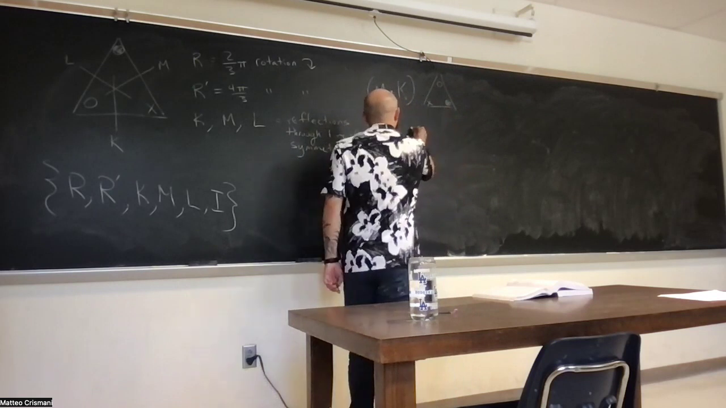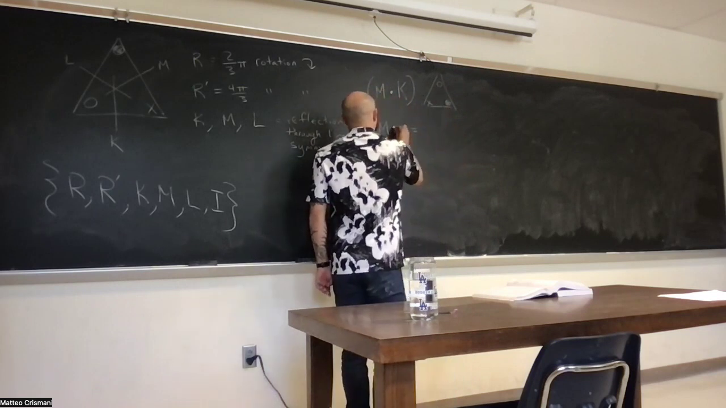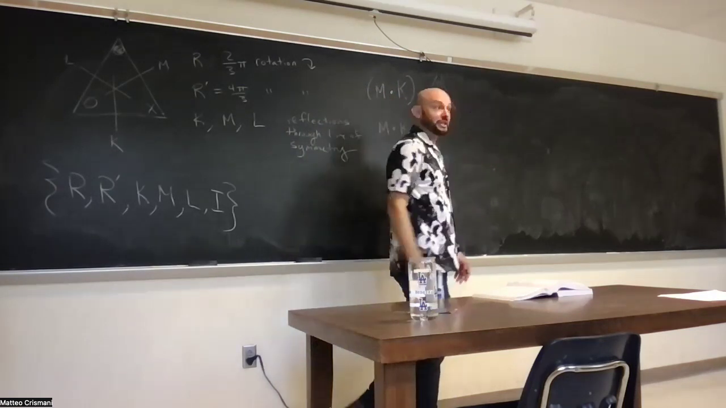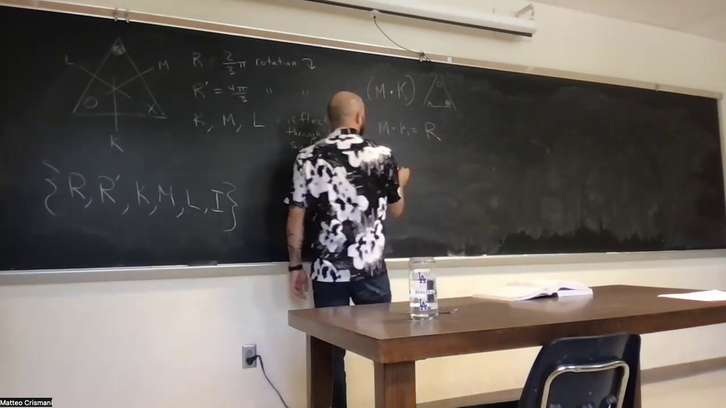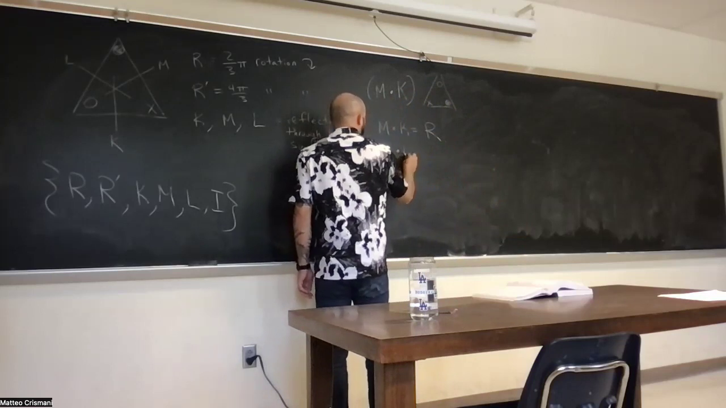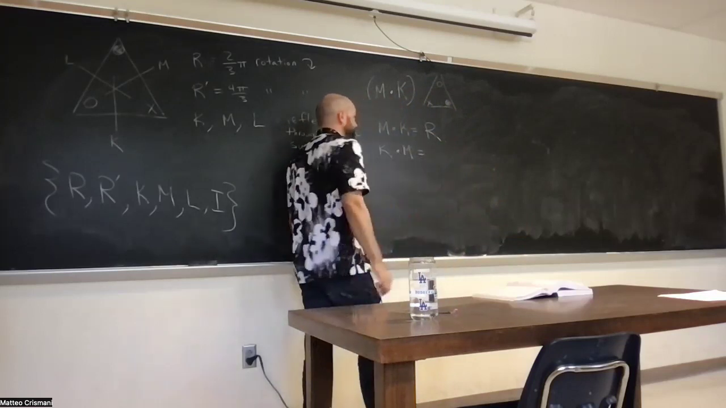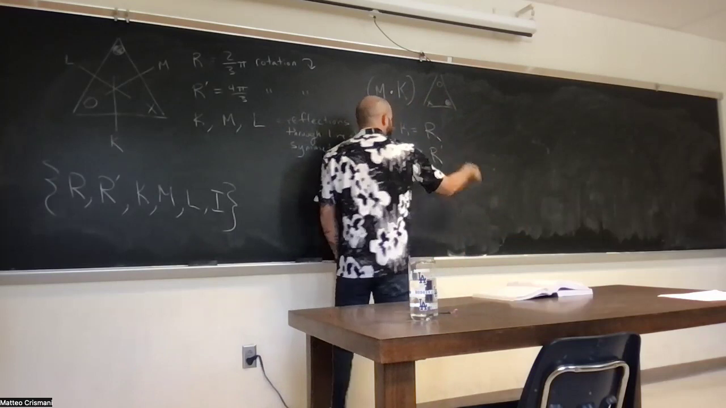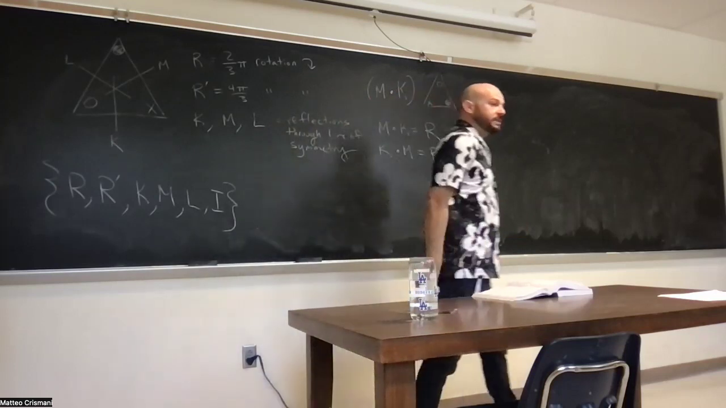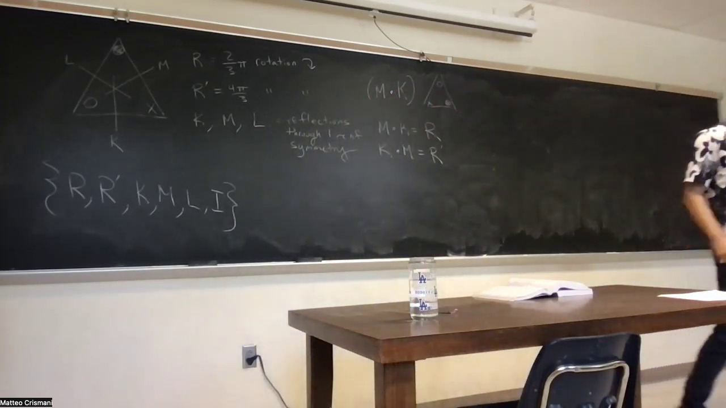Okay, and that's equivalent to R. That is just R. Okay, so K dot M was R prime. So now we understand what it means for a group to be non-abelian.